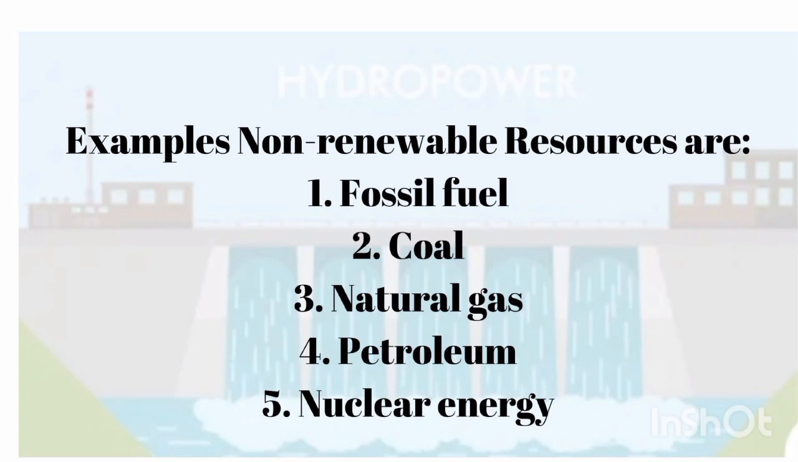Number 4, petroleum. Mineral oil or crude oil are other names for petroleum. Petrol, cooking gas, diesel, and kerosene are all made from this liquid mineral, and it can be found deep down underneath the earth.